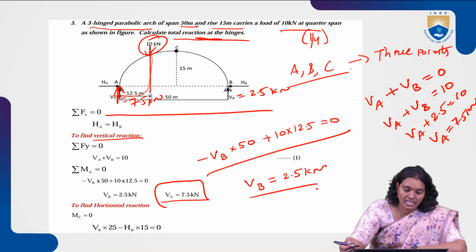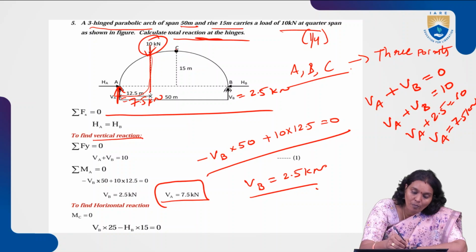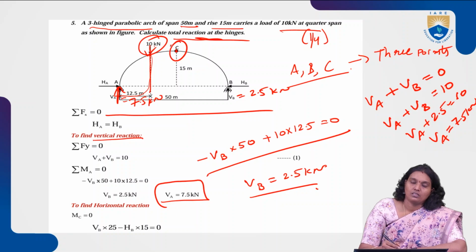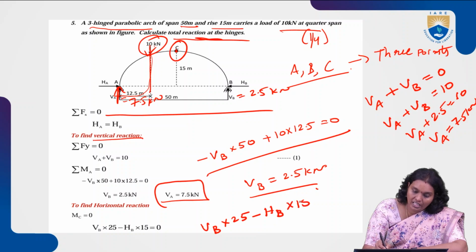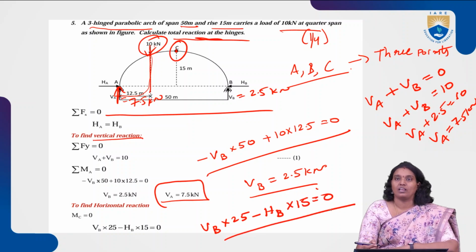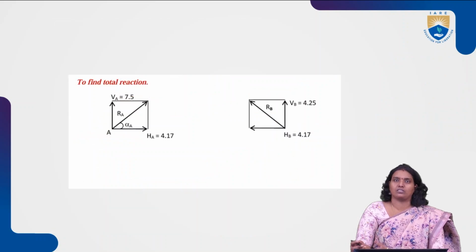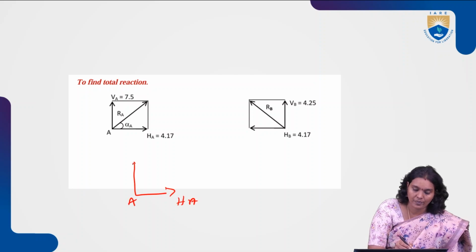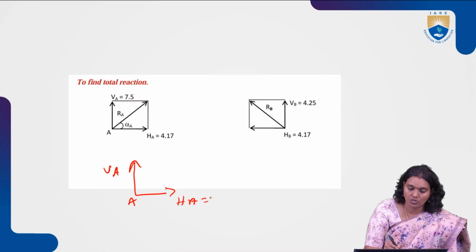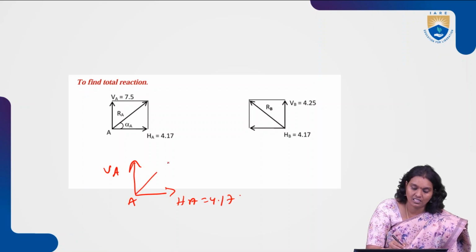Now move on to the horizontal reaction, with respect to the moment at C. The moment with respect to C: VB into 25 minus HB into 15 is equal to 0. Simply like this we are going to find it out, because there is only one side reaction. According to that we draw HA at A, this is VA. HA is equal to 4.17. After finding this, find out this reaction RA. Like this we are going to understand it.